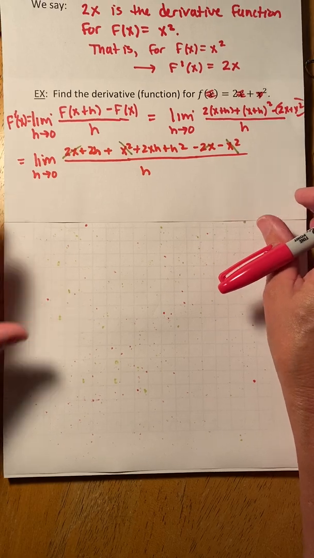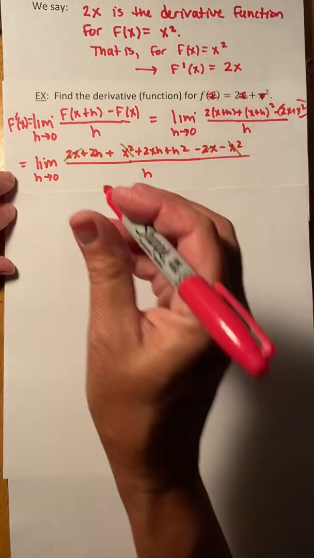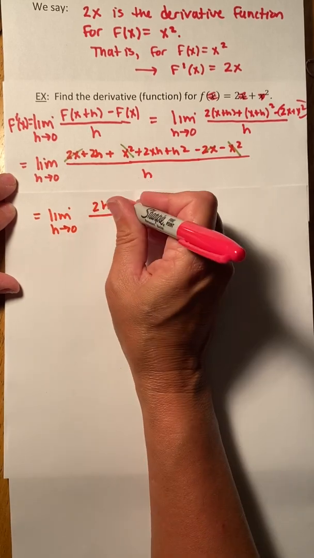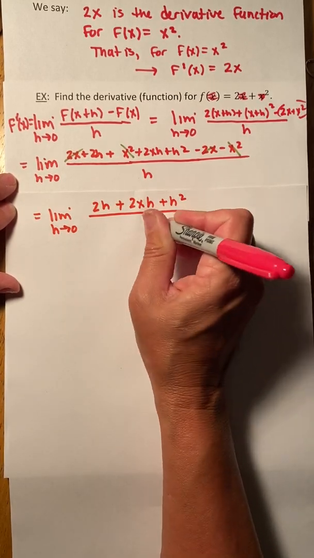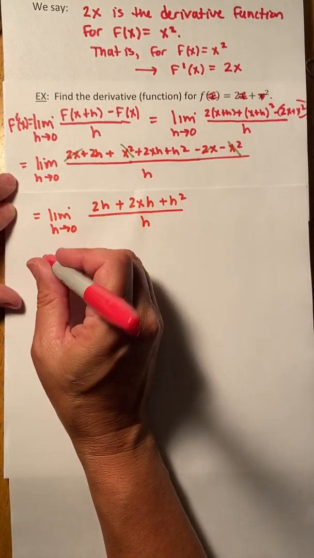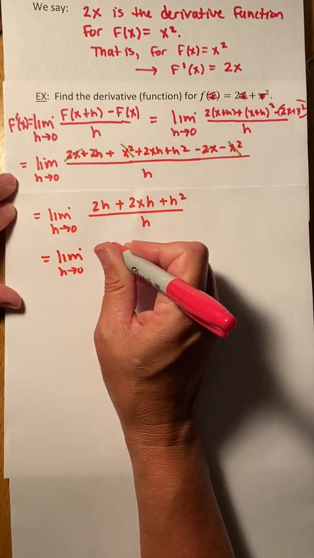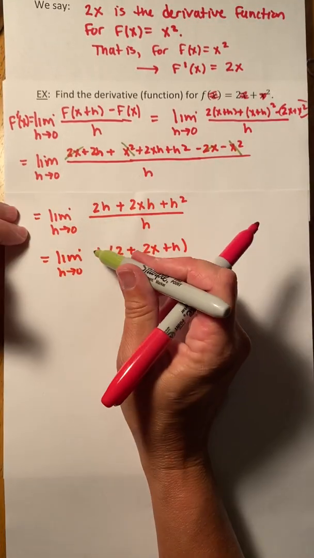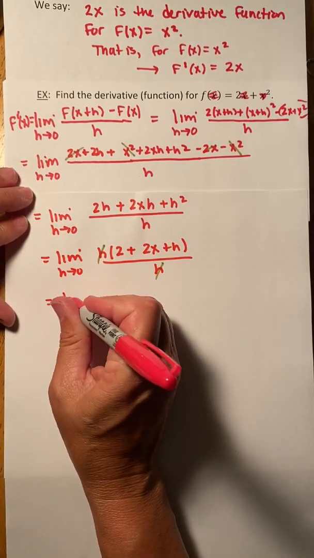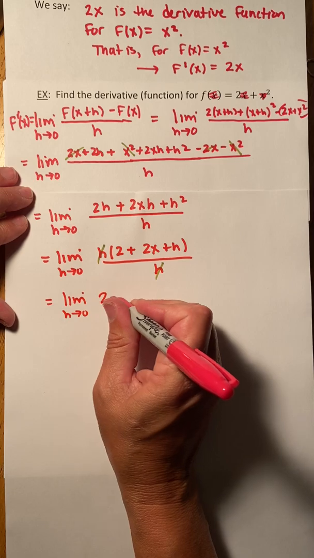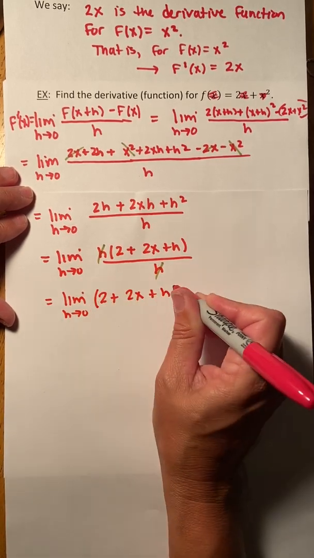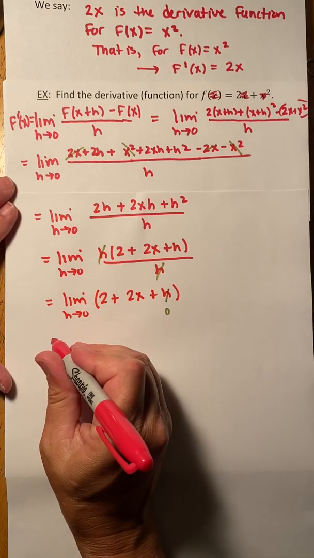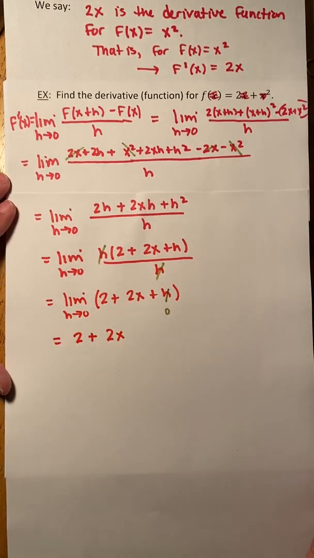So this is going to be the limit as h goes to 0 of 2h plus 2xh plus h squared all over h. Now remember, in order to cancel this h out, we have to create a factor of h in the numerator. So the limit as h goes to 0 of h times 2 plus 2x plus h all over h. Now we can cross off that h, and the limit as h goes to 0 of 2 plus 2x plus h. Now we're at a point where we can do direct substitution. That h is going to be 0, and my final answer is 2 plus 2x.